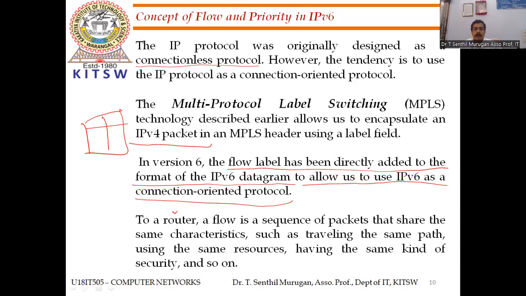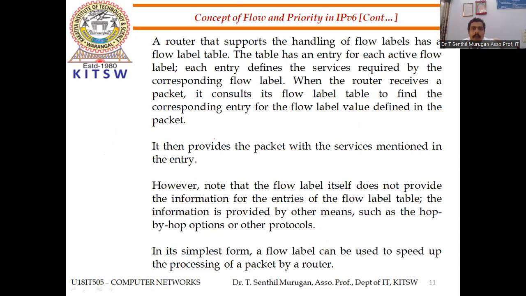Okay. So to a router, a flow is a sequence of packets that shares the same characteristics. What are the characteristics? Traveling the same path, using the same resources, and having the same kind of security and so on. So this will be in the packet. So what does the flow label have? This flow label is considered the table. This table has an entry for each active flow label. Okay, so which is the source, which is the destination, and each router will update those details also. Corresponding to the flow label, it will also forward.